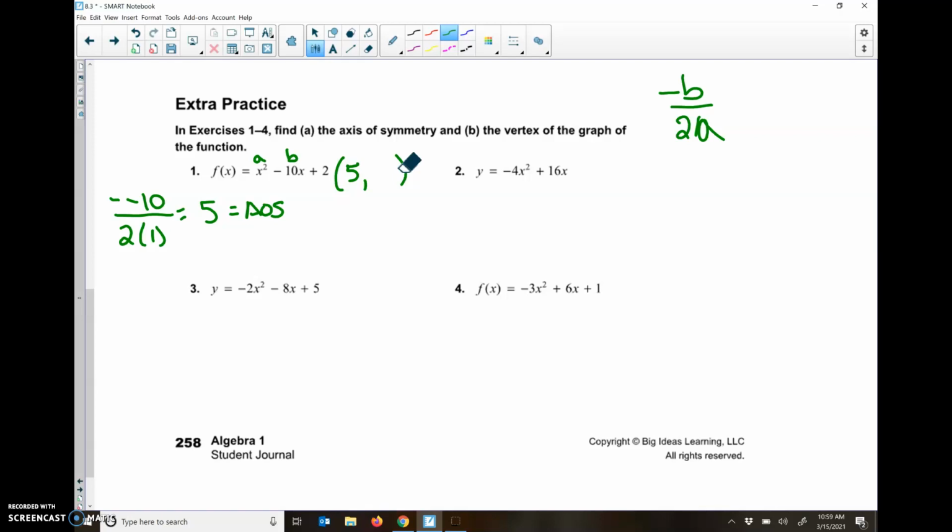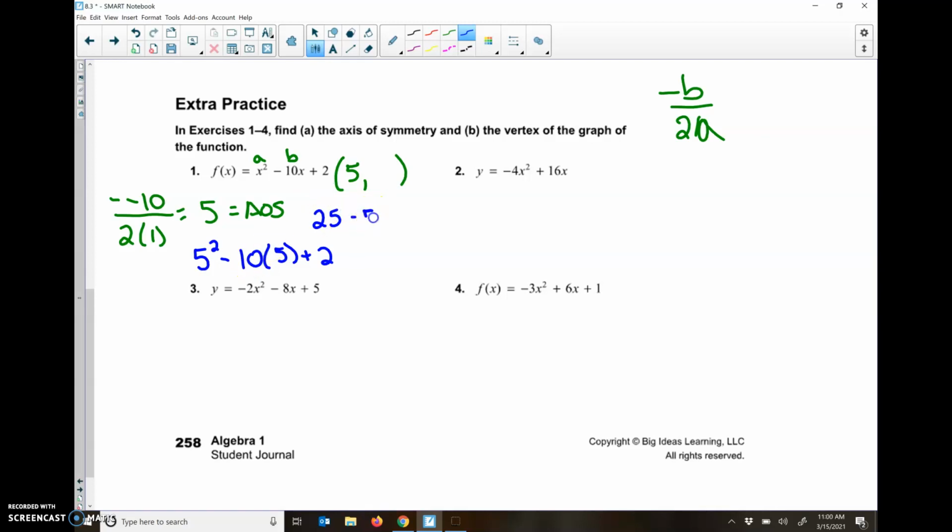Okay, and then now we're going to plug in that 5 for the problem and see if we can find the vertex. So instead of x squared, I'm going to put 5 squared. Instead of 10 times x, I'm going to put 10 times 5, and then plus 2. So we're going to do some math here. 5 squared is 25.